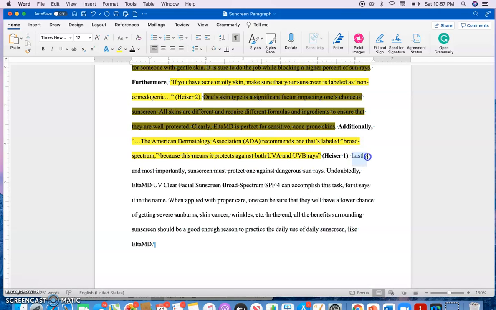Finally, there's another transition here, but the transition isn't going to signal another quote. Instead, it's going to signal an explanation and a defense of Elta MD. And what the author says is, "Most importantly, sunscreen must protect against dangerous waves, and undoubtedly Elta MD UV Clear sunscreen can accomplish this task, for it says it in its name." So here is her D.